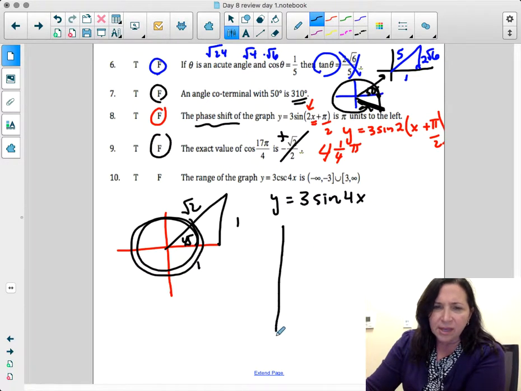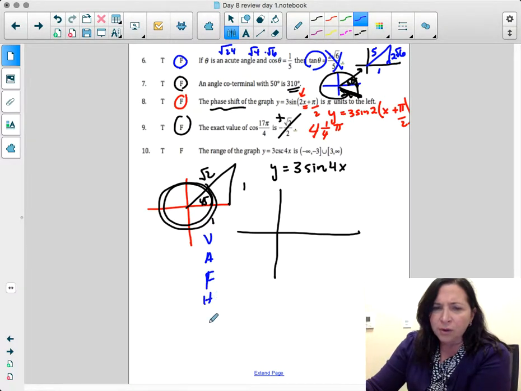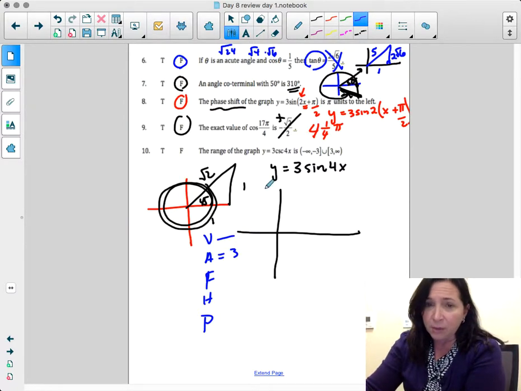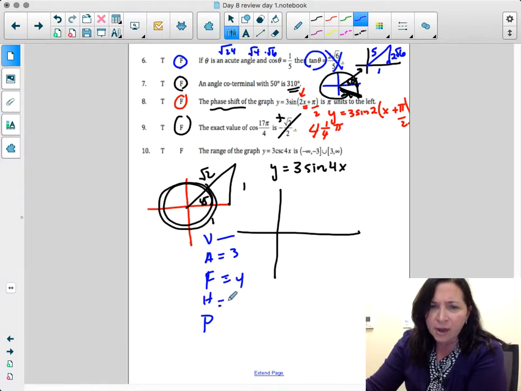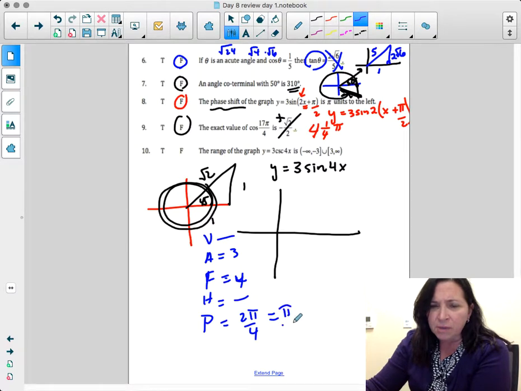So what I'm seeing here, all right, is a sine wave. Now let's think of our VAF. Now we talked about VAF graphs before. So vertical shift, amplitude, F frequency, H horizontal shift, P is period. So I don't have a vertical shift. My amplitude would be 3. That's that height of that graph of a sine wave. My frequency, which is what in front of that X, which is a 4. I don't have any horizontal shift. My period is going to be 2 pi over 4. And so that's actually going to be pi over 2.